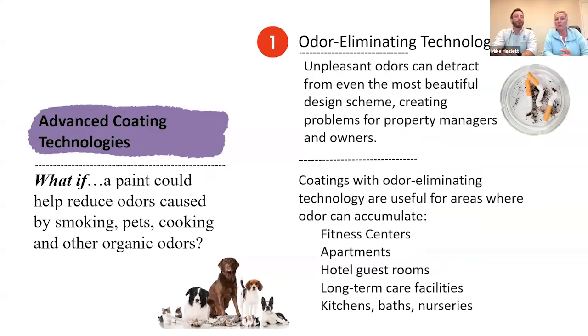So what if a paint could help reduce odor caused by smoking? We talked about if you had a fire in a unit, or the cooking odors, which sometimes, if you're in an apartment building, we always run into that. Smoke smell. Coatings with odor eliminating technology are useful for areas where odor can accumulate: your fitness centers, your gyms, hotel guest rooms, as we know, long-term care facilities, and nurseries. We see that we can use a lot of the odor eliminating technology in there.